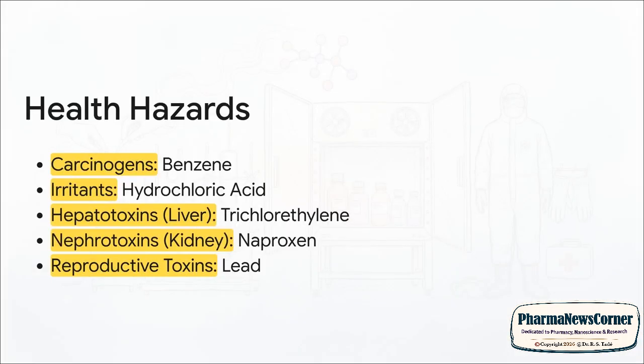Now, on the other hand, you've got health hazards. And these are personal. They hurt us. Sometimes it's immediate, but other times the damage builds up over years. We're talking about carcinogens like benzene, or toxins that target specific organs. And check this out. Naproxen is on the list as a nephrotoxin, something that harms the kidneys. It's a fantastic reminder that even the drugs we create to help people can be serious hazards for us in a concentrated lab or manufacturing setting.